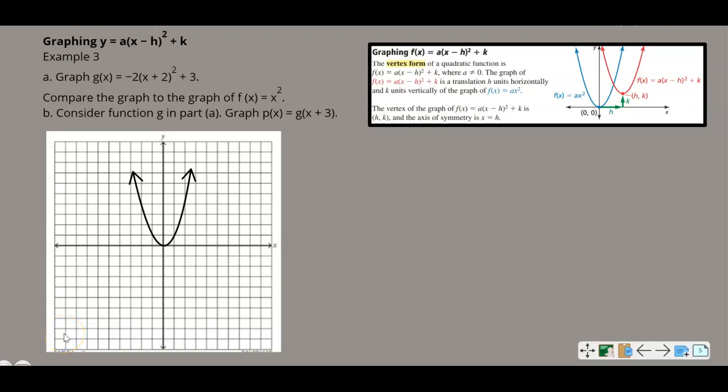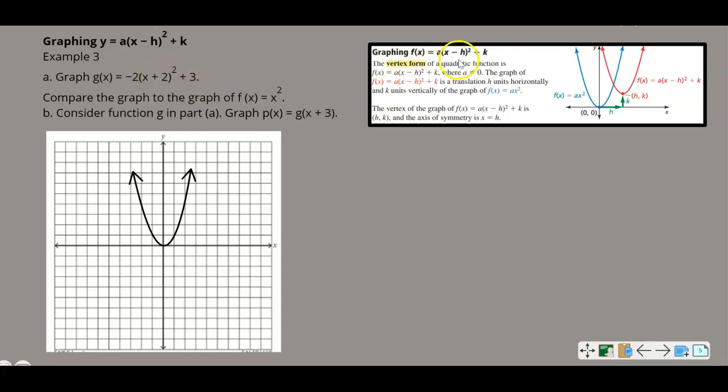All right, we're going to continue graphing quadratic functions of the form y equals a times (x minus h) quantity squared plus k. All right, example 3. This is our second video, part 2. So this is example 3. It says graph g of x equals negative 2 times (x plus 2) quantity squared plus 3.